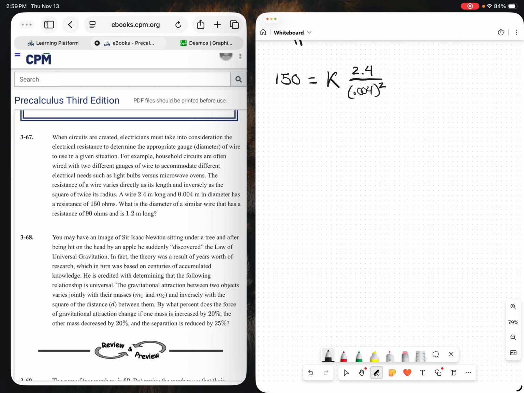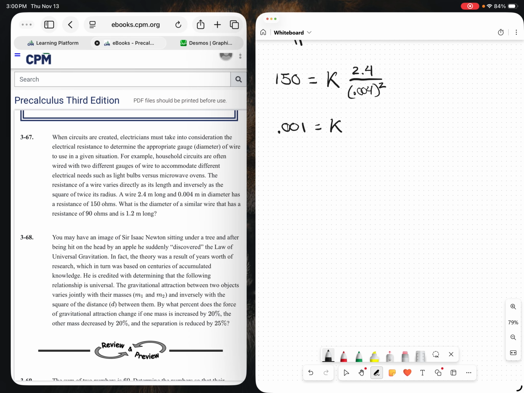In order to get our constant of variation, we're just going to divide this over, right? So if you put that in your calculator and you do 150 divided by this, you get a constant of variation of 0.001. Well, now we can use that to solve the next part of this, right? So what is the diameter?